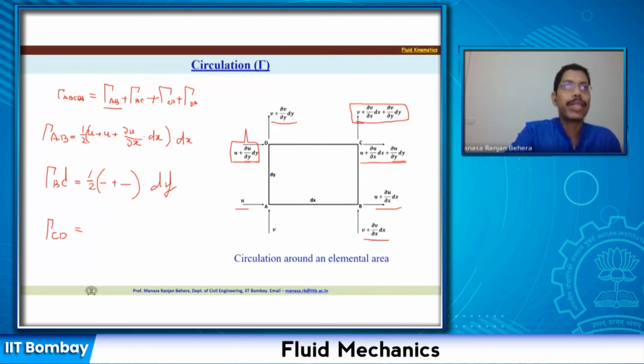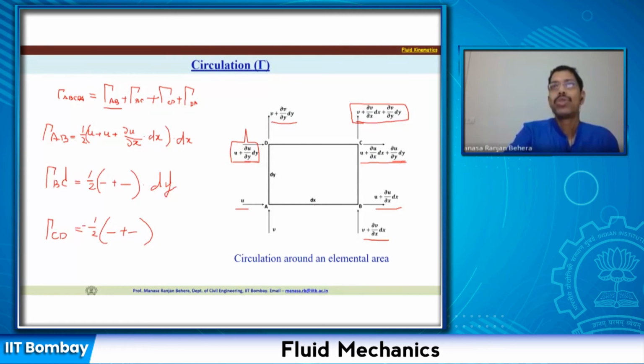So now if you take these two, 1 by 2 of this velocity plus the other velocity. Now what is your direction? Direction is CD, but the velocity is in the opposite direction, so it is negative. If you also calculate the theta, you will find it negative.